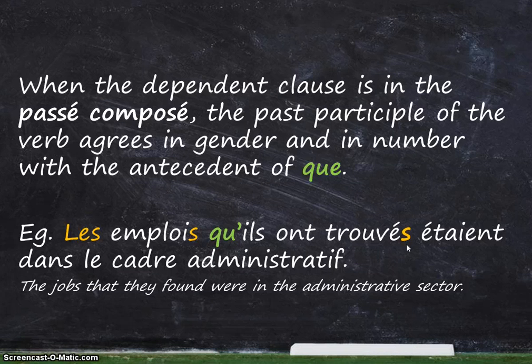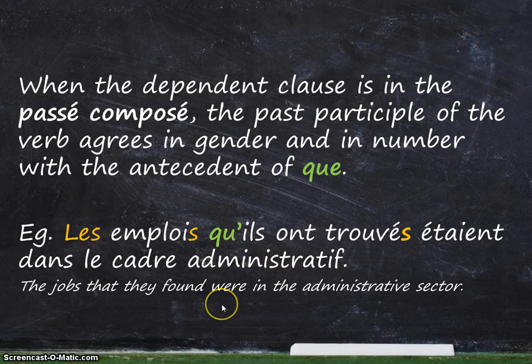So in the passé composé, the past participle of the verb that we're trying to conjugate agrees in gender and number with the antecedent of que. The antecedent is here, les emplois. Okay, I hope you understand. Antecedent is what goes before, right here. Ante, before, is masculine plural. Therefore, the past participle has just an s. Okay, because it agrees in gender and number.